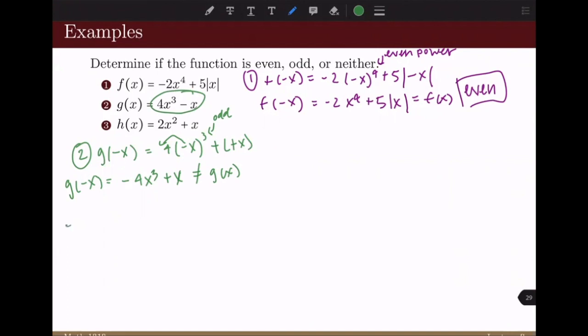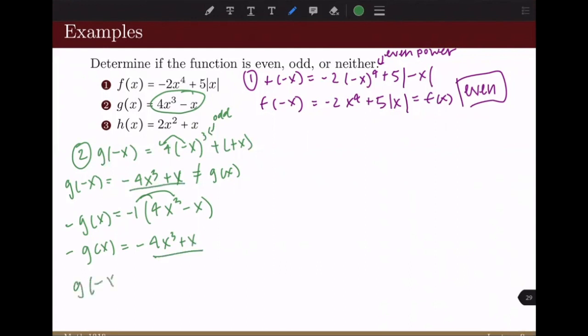However, let's figure out what negative g of x is and see if that's going to be the same thing. So negative g of x is going to be the same thing as negative 1 multiplied by our original function. So now I just distribute the negative 1 in, and I get negative g of x is equal to negative 4x cubed plus x. And that is going to be the same thing as what we got when we plugged in negative x. So this means that g of negative x is equal to negative g of x, which means that the function is odd. Finally, let's do number 3.